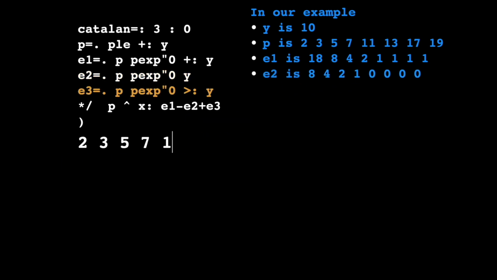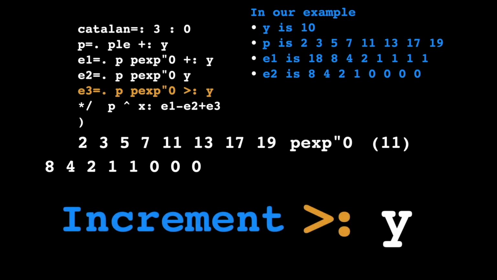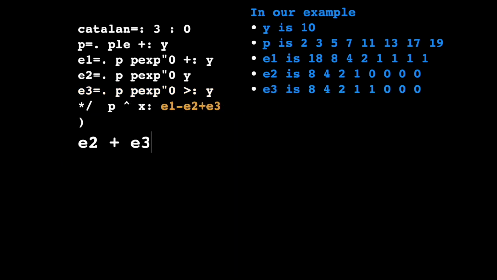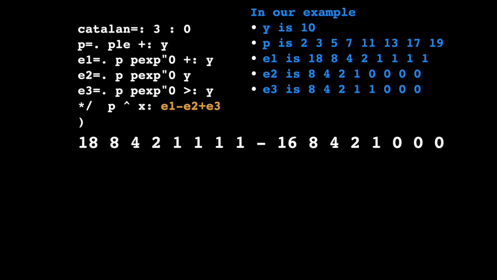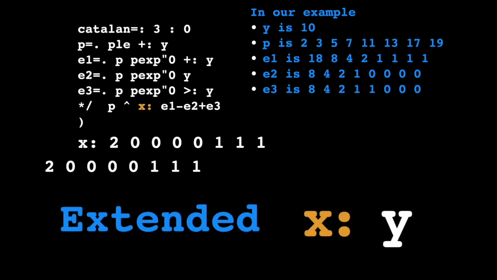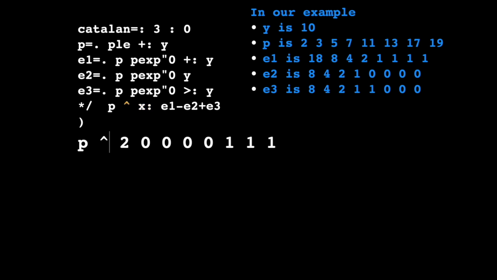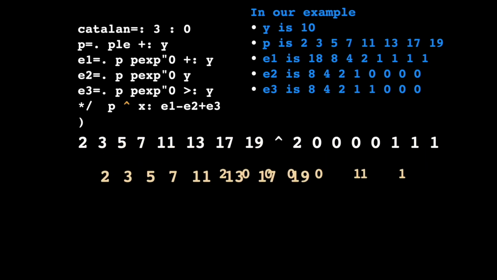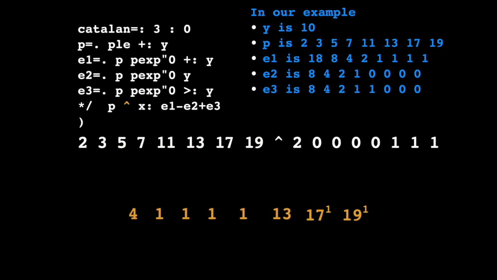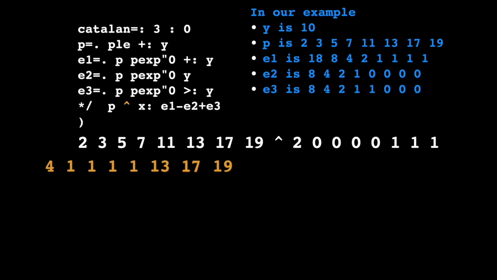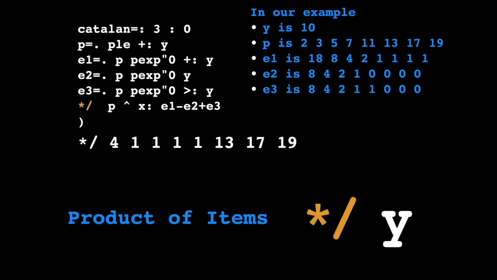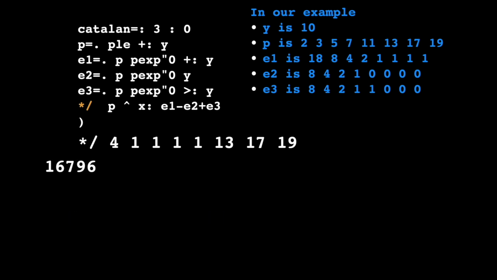The fourth line does the same for n plus 1 in the denominator. The increment verb preceding y is what increments its value. The fifth line first subtracts the sum of the third and the fourth lines from the second one, and then converts the resulting list into extended type using the extended verb, so that precision is not lost for large numbers. Then the list of these exponents is matched to the list of prime factors and, using the power verb, restored to their full values. The result is then multiplied together to return the Catalan number.